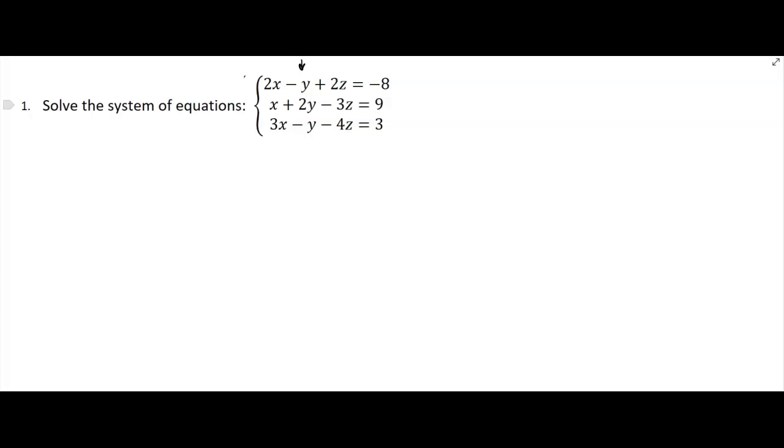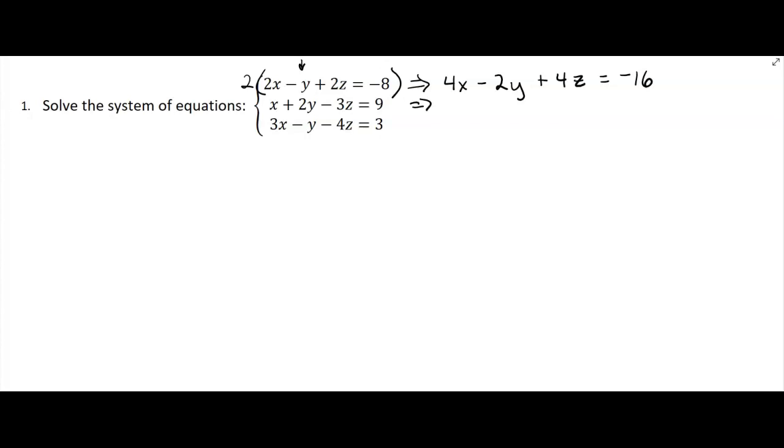So if I multiply this top equation by 2, see, what's going to happen is I'm going to get that negative 2y there, and that's going to eliminate with a positive 2y. So I'm using the top two equations. Multiplying by 2, I'm going to get 4x minus 2y plus 4z equals negative 16. Now, it's really hard to do multiplying by 2, but you do have to remember to multiply each term by the 2. Okay, sometimes we forget.